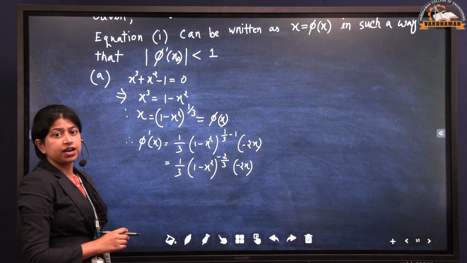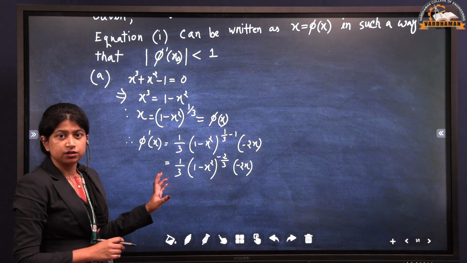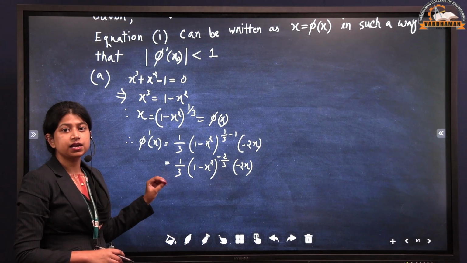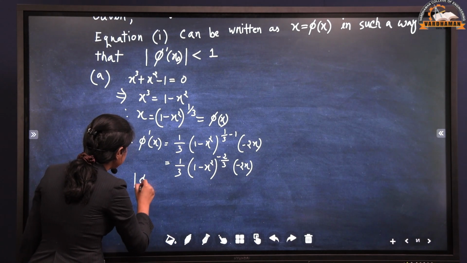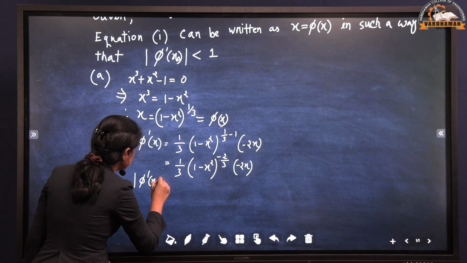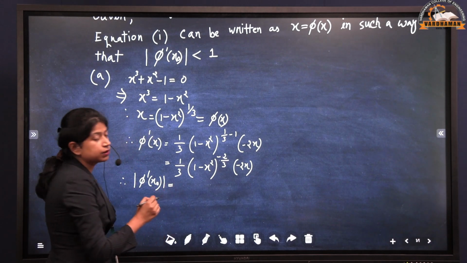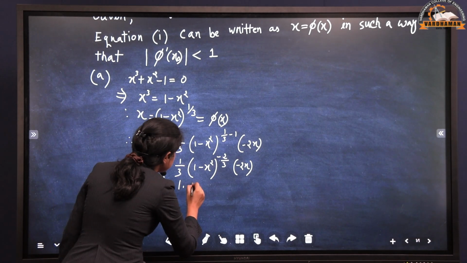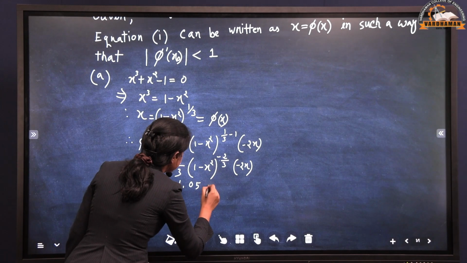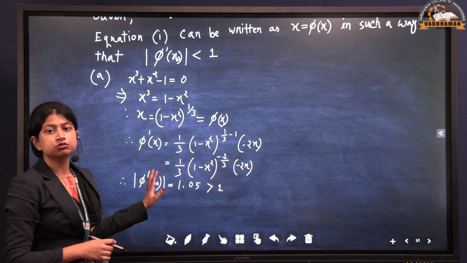Now we need to check what value it will give at 0.8, which is the initial approximation. So we need to check mod of phi dash(x0). If you use the calculator, you will get 1.05, that is greater than 1. So we cannot use this one.